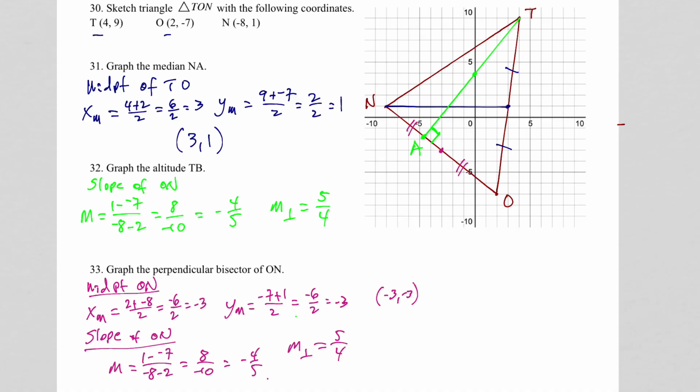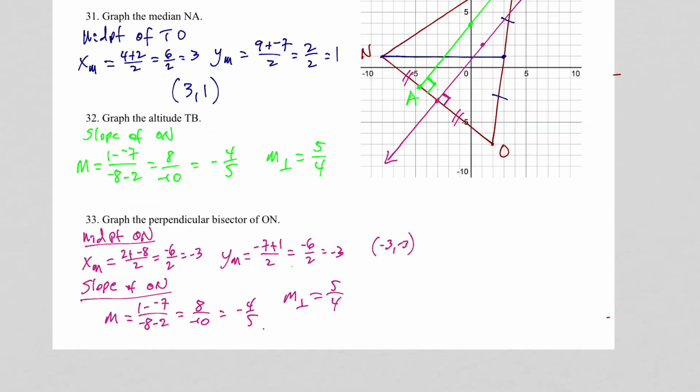So starting from this point right here, I'm going to rise 5. 1, 2, 3, 4, 5. And I'm going to run 4. 1, 2, 3, 4. And I'll draw my dot. And then I'm going to use a ruler and go through those two dots. And I've got to put arrows on either side. And I've got to show that it's a right angle by doing that. So you need these markings to show it's a bisector, and you need this marking to show it's a perpendicular bisector. And that's it.